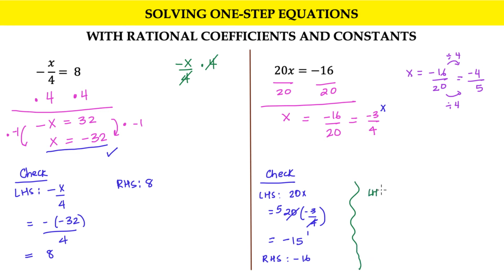Left hand side is 20x, and that is 20 times negative 4/5. And if we divide both top and bottom by 5, 4 times negative 4 is negative 16. And that is the same as the right hand side, which is also negative 16. That means negative 4/5 is the correct solution. I hope this last problem has convinced you why you should do a check.